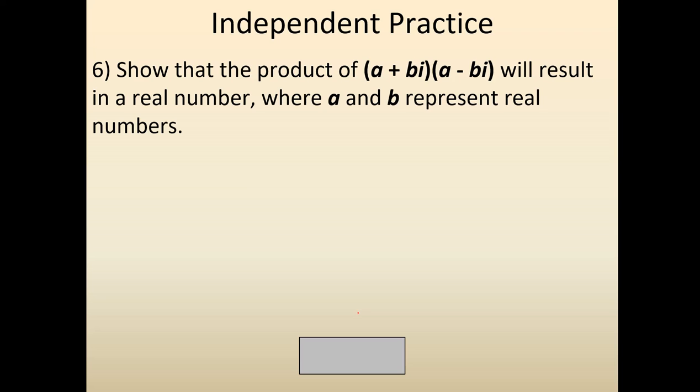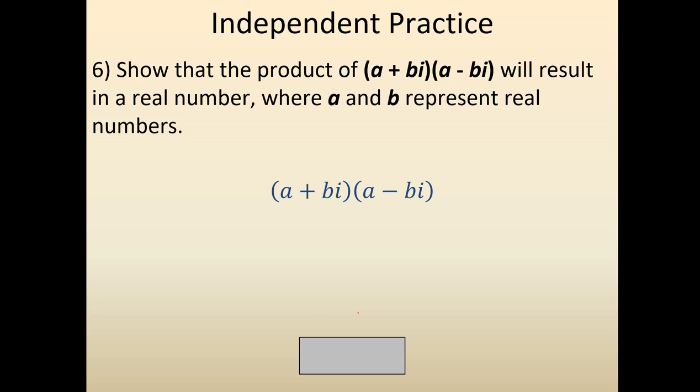And this is the last question. Pause the video yourself. We'll go over it in a second. Alright, so this one's weird. Basically, instead of using numbers, we're going to leave it in these variable terms. So we're going to leave the a and we're going to leave the b as is. And they want us to show that the final answer is a real number. Basically show that the i drops out.